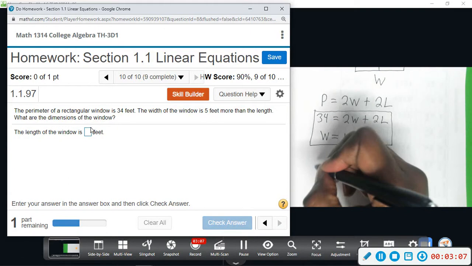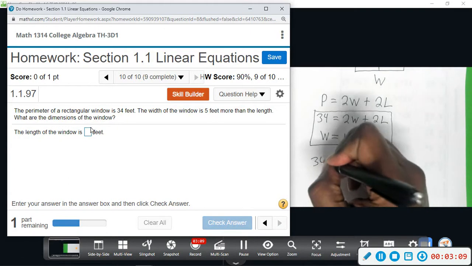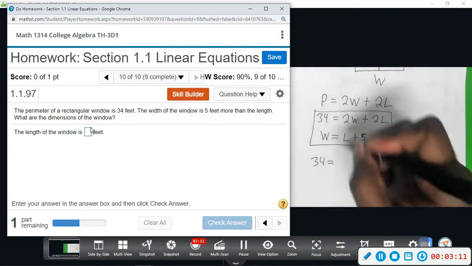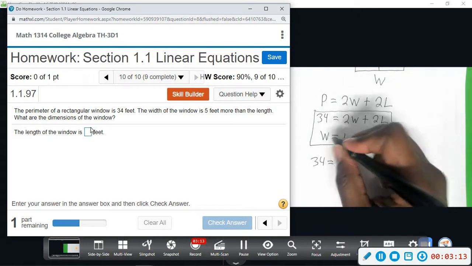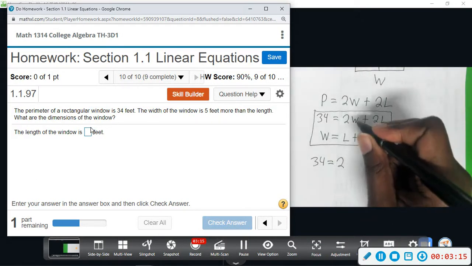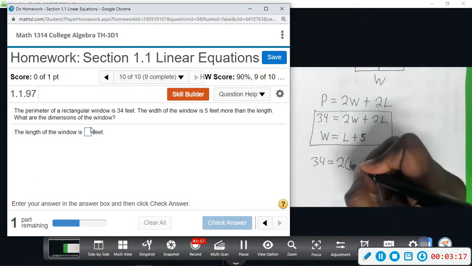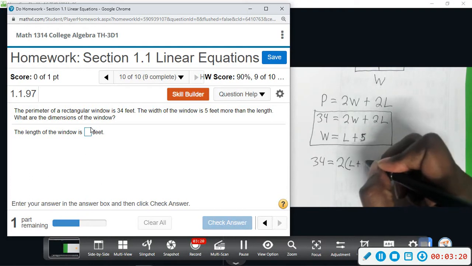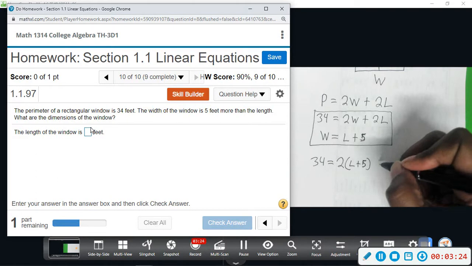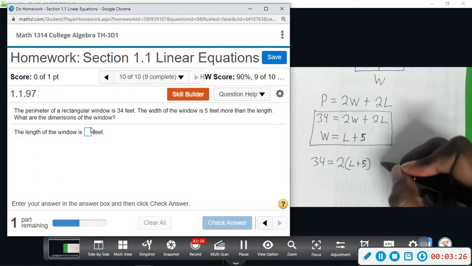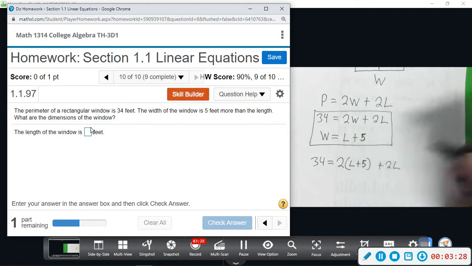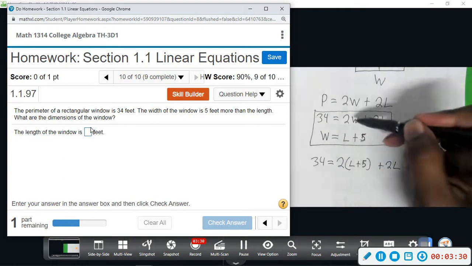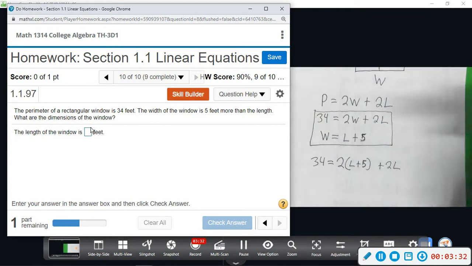So I'm going to bring down the 34 equals 2 times W. Now W is equal to L plus 5. So instead of W, in parentheses, L plus 5. Alright, and then plus the 2L. So I've used this equation, replaced the W with this. Now we have one equation and just L's in it.